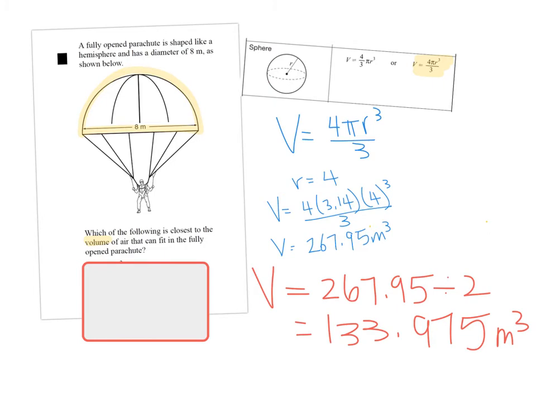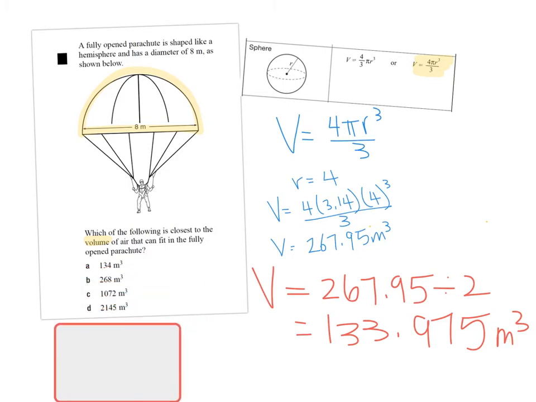Okay, so I've calculated the half sphere. I used the formula, and that gave me a whole sphere with a radius of 4. Then I know that I only need half the sphere, so I divided by 2 in this step. So my final answer then is 133.975 cubic meters. I'm going to reveal my answers, and I can see that the closest one then would be the 134.